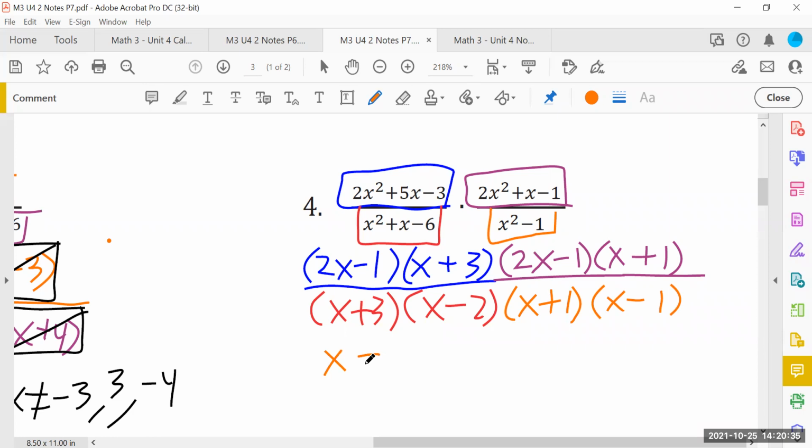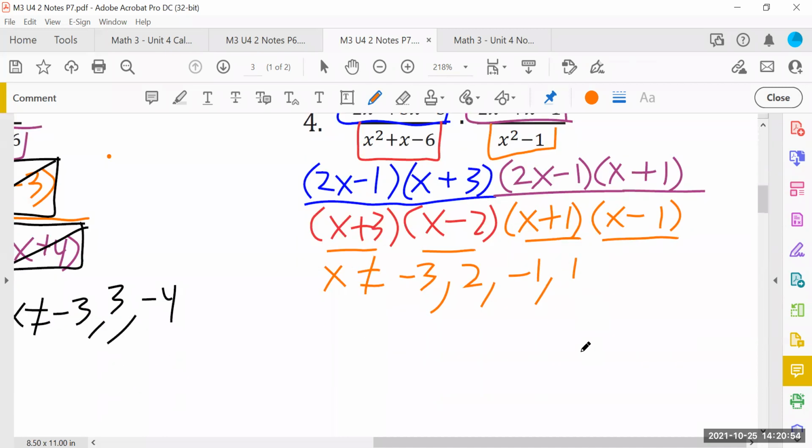X cannot equal -3, positive 2, -1, and positive 1. Does that make sense to everybody? Where those excluded values are coming from? Yes. Let me raise this up for you guys.